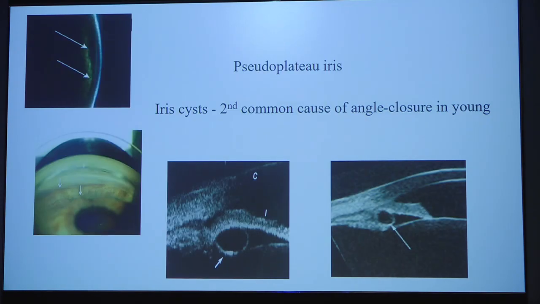Another condition, though this falls under the category of secondary glaucomas, but it needs to be kept in mind, is the pseudo Plateau iris, where iris cysts are the second commonest cause of angle closure in young patients. So you do a UBM, and you can see either those posterior surface iris cysts or ciliary body cysts or masses. And on gonioscopy, they will be seen as small humps or bumps in the iris and localized elevations.